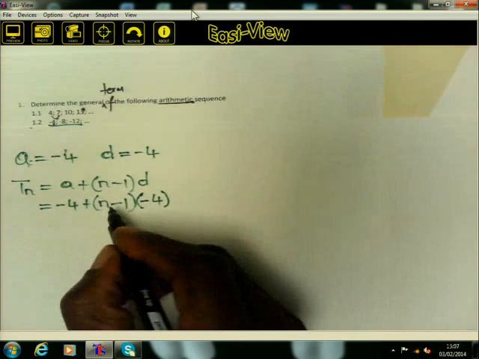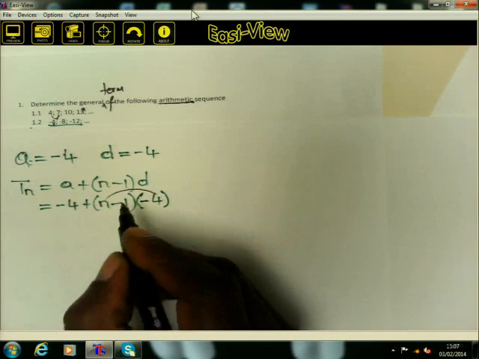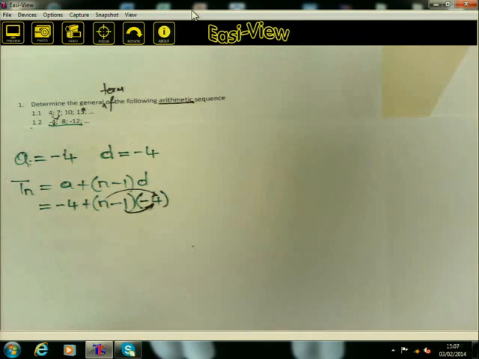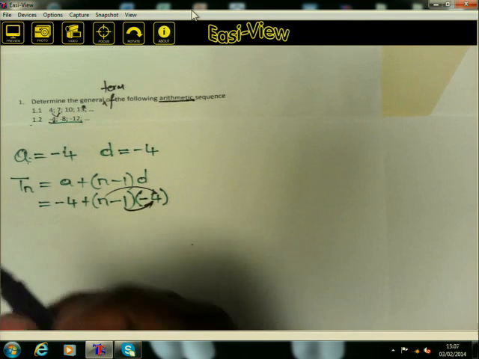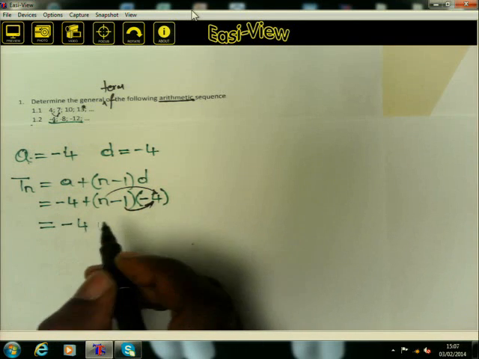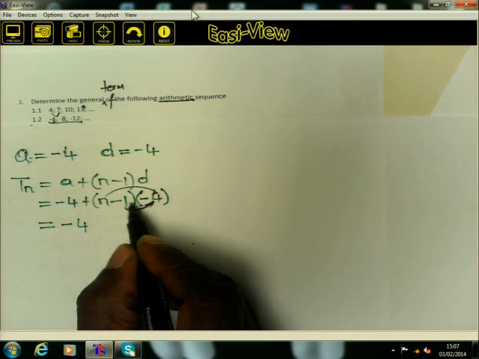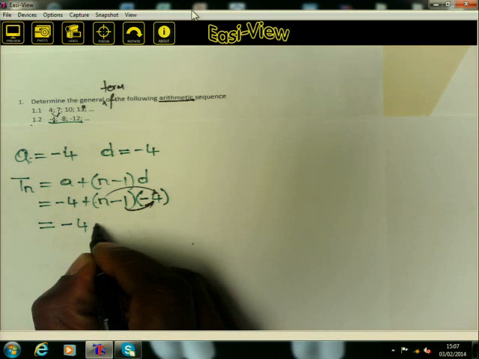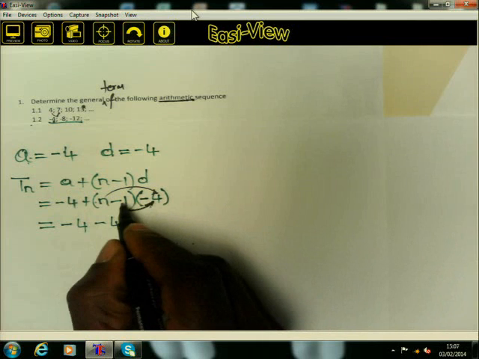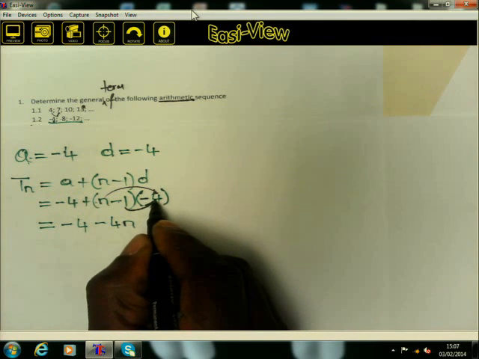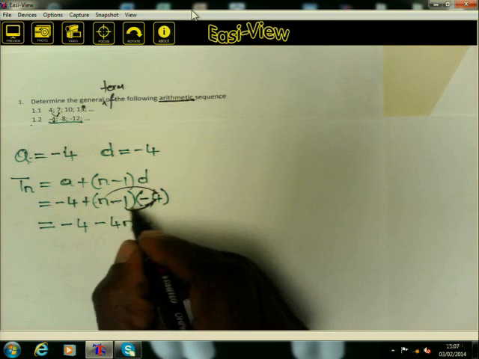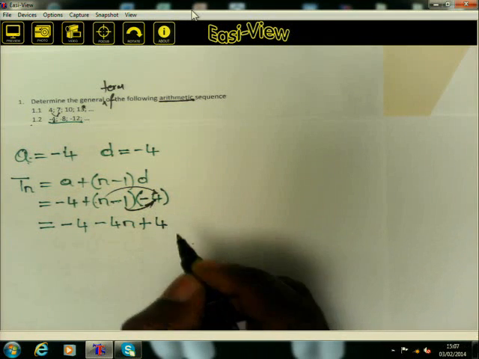So when we multiply, we multiply this way. Every term must multiply there. So we end up with -4, which is this one. And then when you multiply a negative by a positive, this is now -4n. This one you multiply with -4, you end up with a positive because of the two negatives that are multiplying, and then we have 4 there.